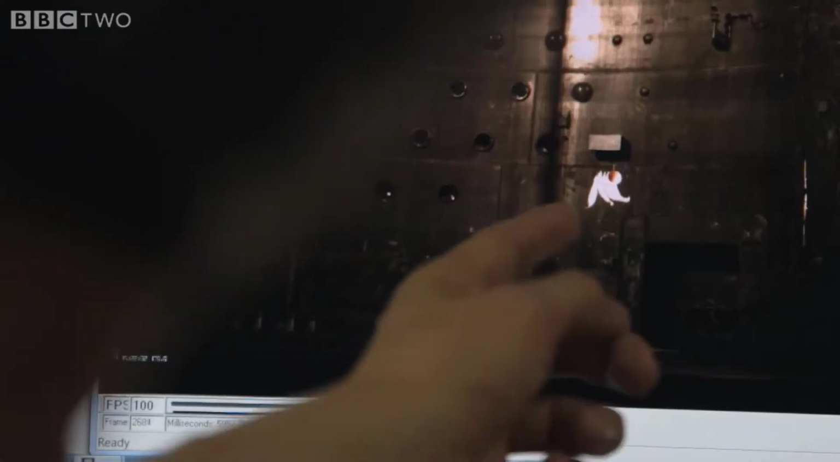They came down exactly the same. Wow. Look how they hit right there. Exactly the same. Feathers don't move, nothing. Look at that. That's just brilliant.